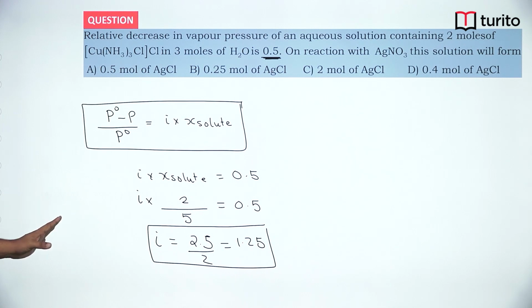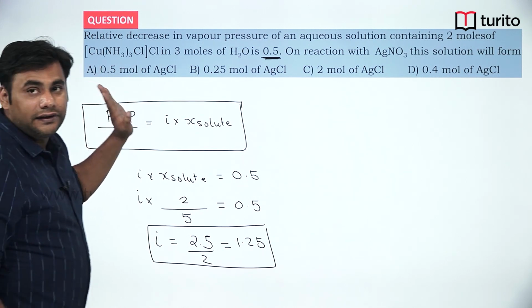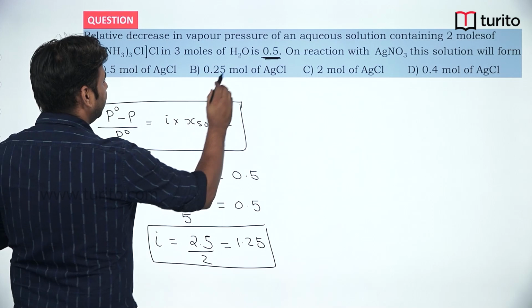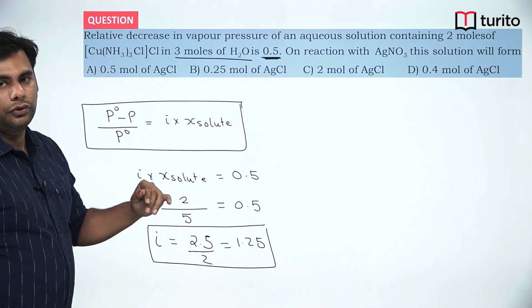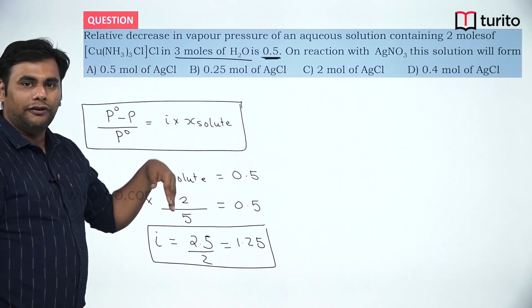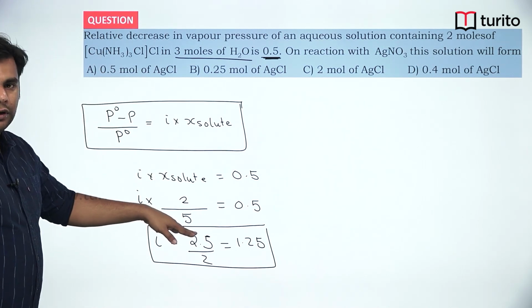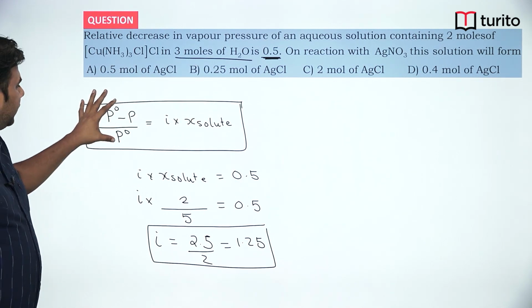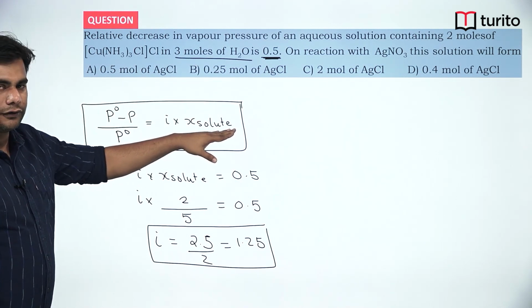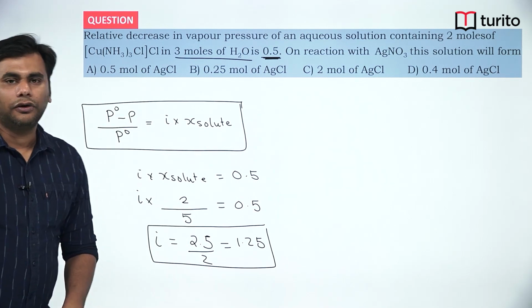I hope this is clear to everyone. Everything is written in the question; I am doing nothing over here. So this says that the moles of water is 3 and moles of solute is 2. So the mole fraction of solute would be 2 by 5, 2 upon total moles. Now the relative lowering in vapor pressure is said to be equal to 0.5. So we know that the relative lowering in vapor pressure is i into mole fraction of solute. So from there I will get the value of i.